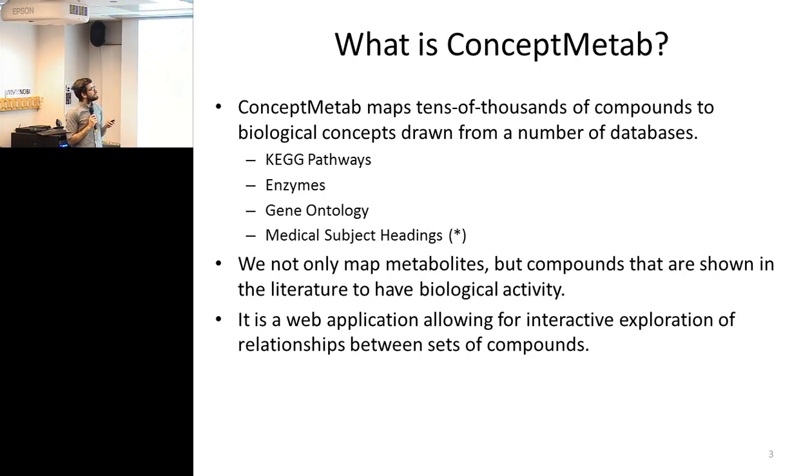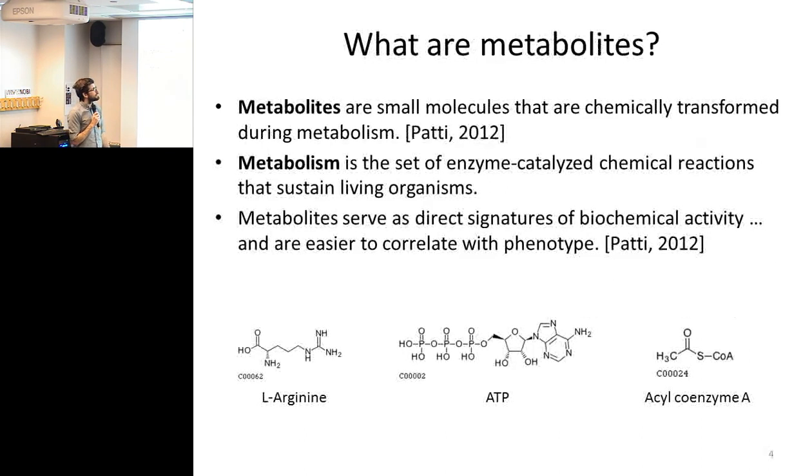So to get started, what are metabolites? They're just small molecules that are in our bodies and in other organisms that are chemically transformed during metabolism, and they're necessary for us to exist, basically. And metabolism is just the set of all of the enzyme-catalyzed chemical reactions that sustain us and other organisms. So it's been said that metabolites serve as direct signatures of biochemical activity, and so in that sense, they're easier to correlate with phenotype. So they're kind of interesting in that sense.